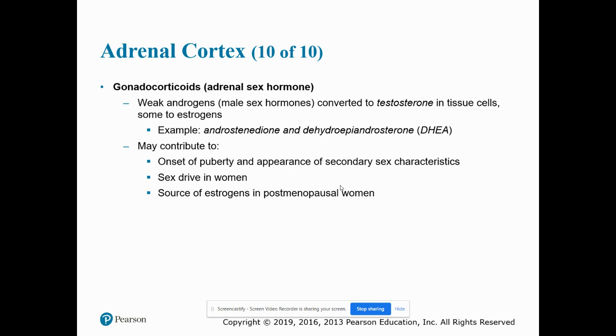And then finally, we talk about the gonadocorticoids. These are weak androgens, and an androgen is a male sex hormone. These weak androgens are converted to testosterone in tissues, some to estrogens. Here are the examples, including DHEA. It may contribute to the onset of puberty and appearance of secondary sex characteristics, sex drive in women, and it's a source of estrogens in postmenopausal women.